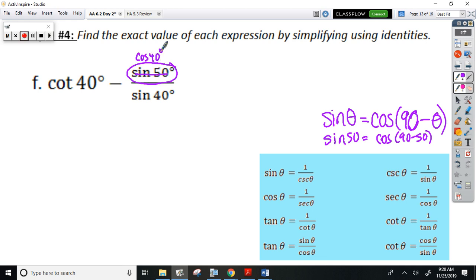Every year some students will just make it sine 40. You cannot just change the number and keep the trig function the same, because that's a different value. But you can use the complementary angle theorems to change the angles along with the trig function.